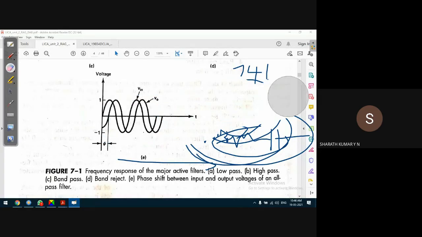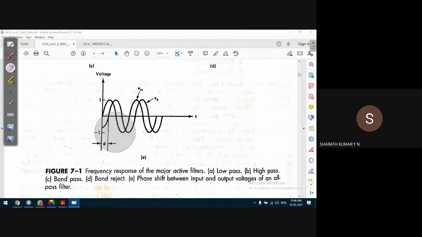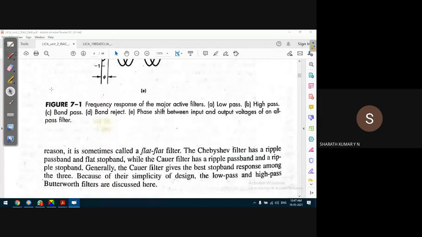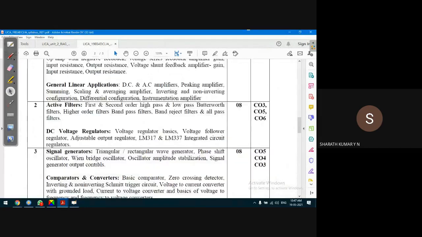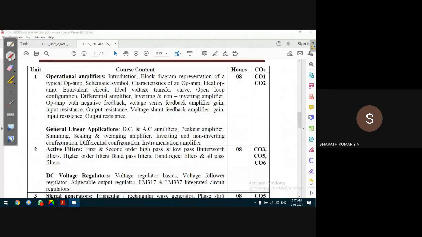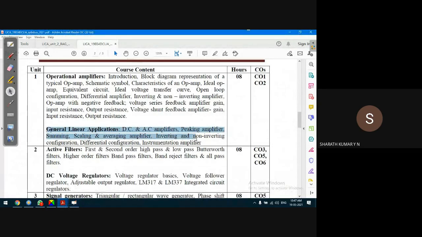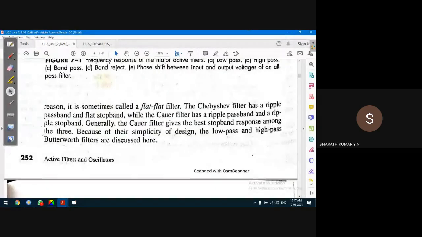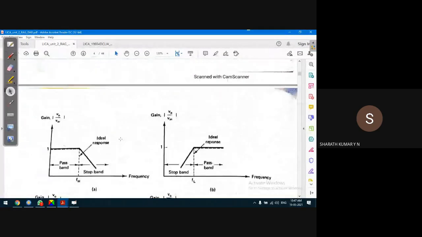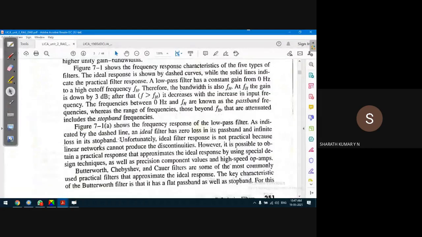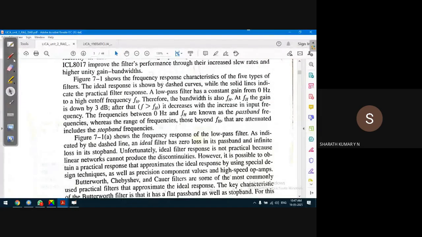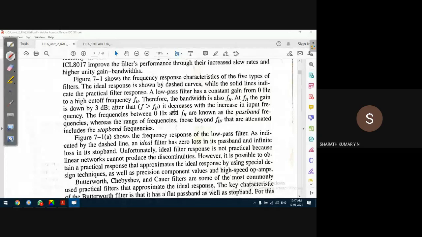It can be improved with additional components, but we are not discussing that as part of our course, because our course mainly deals with the applications of op amps, which we started in the second part of the first unit. So these are the characteristics and responses of various filters, of various orders.